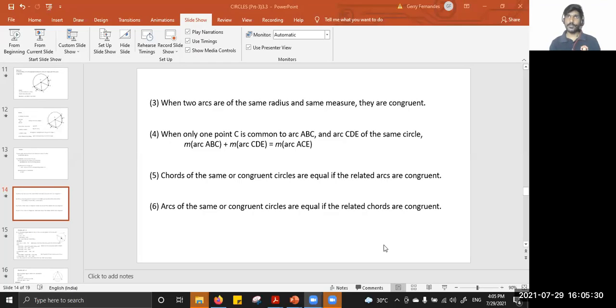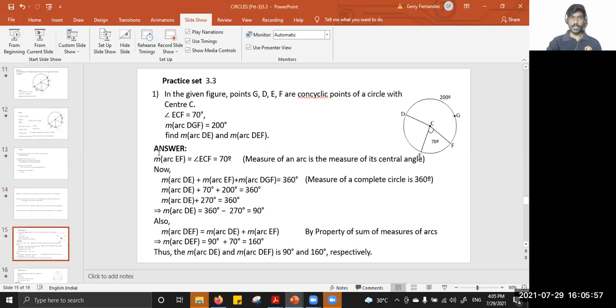Okay, we'll continue the last theorem. Where did you stop? You stopped at chords of the same or congruent circles are equal. Yes, the theorem that we did today: if the arcs are congruent to each other, then the chords in front of them are also congruent to each other. Then the converse is, if the chords are congruent to each other, then the arcs in front of those chords are also congruent. That was the two theorems that we did today. So now I think we can start with the sum, Practice set 3.3. We'll start with this first one.